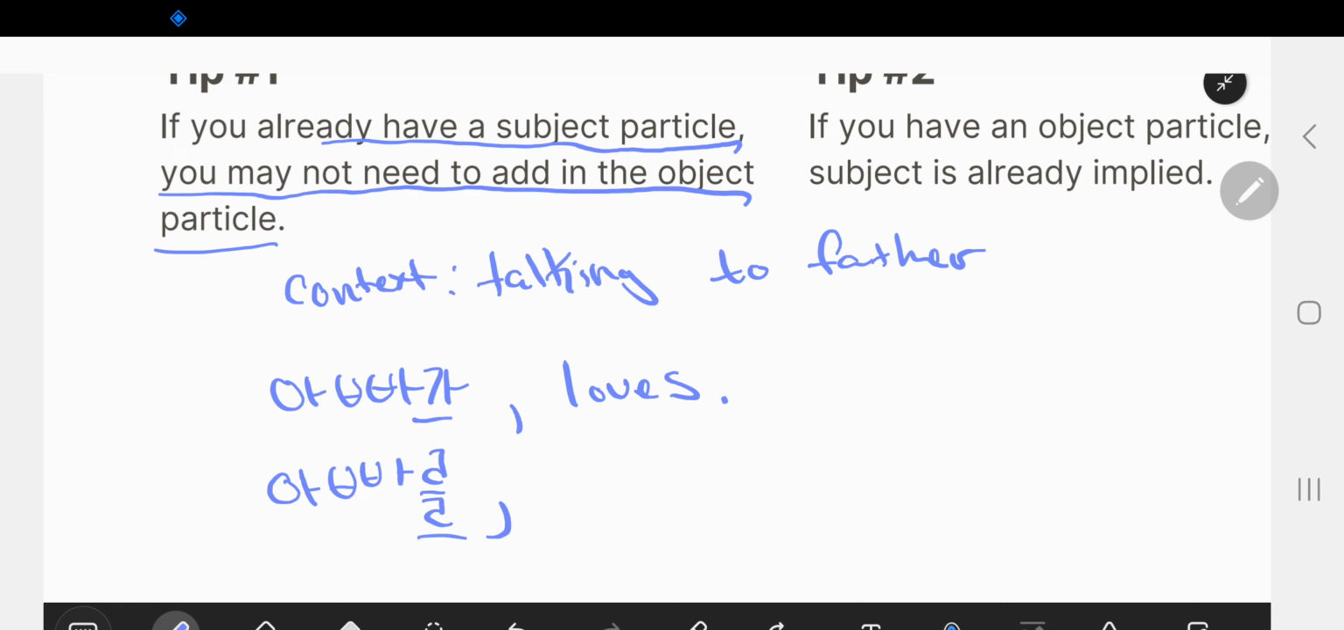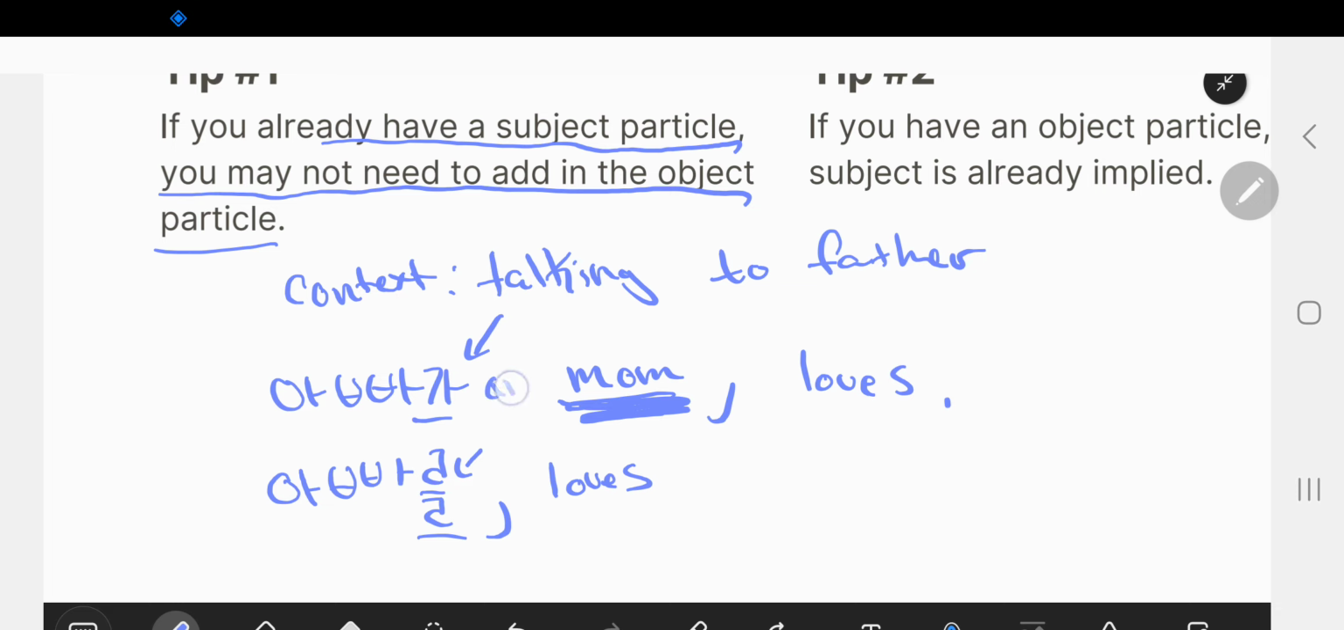Okay? Now, this means somebody loves my dad, since we are making it an object. An object, right? So what I mean by this is mom and loves. That's why, let's say this: did I need to put the object particle on mom? No. Why is that? Because I already put the subject particle here, right? So unless I said my mom and my dad, then it would be my mom and dad and mom ga. I would put it over here.